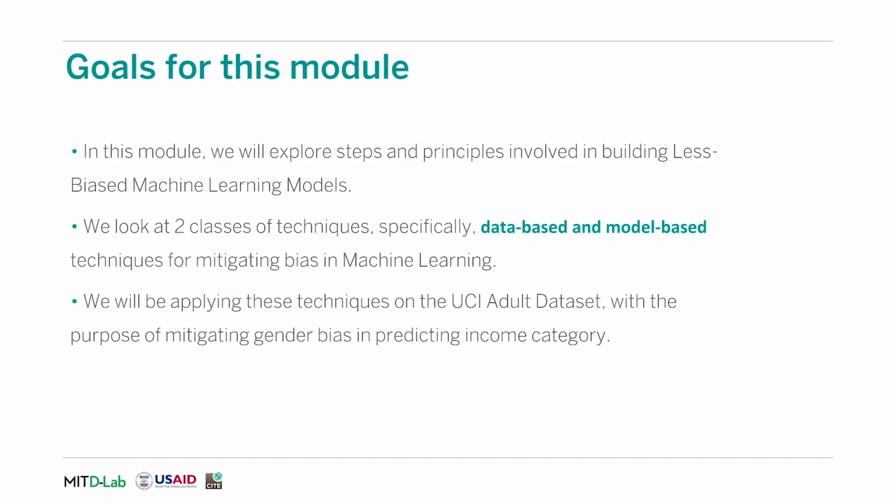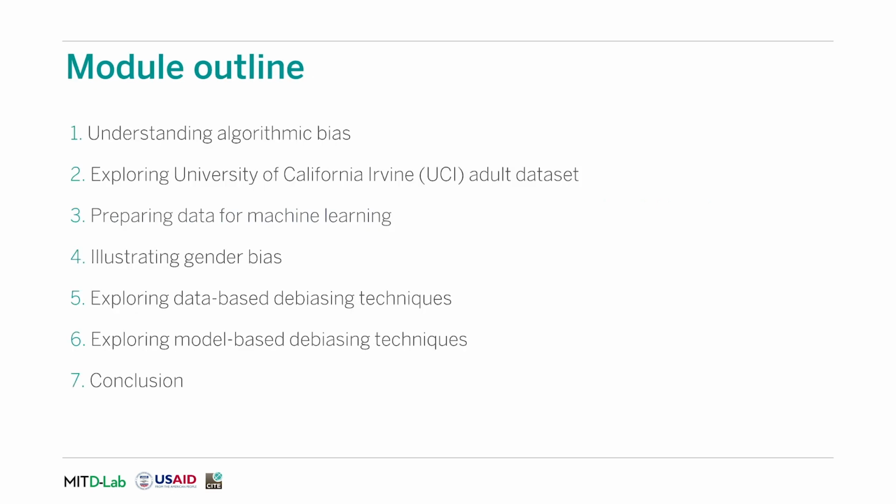In this module, we'll explore different steps and principles involved in building less biased machine learning applications. We look at two main classes of techniques, specifically data and model-based techniques for mitigating bias in machine learning. We will be applying these techniques on the UCI adult dataset with the purpose of mitigating gender bias in predicting income category. This module is comprised of 7 main parts.